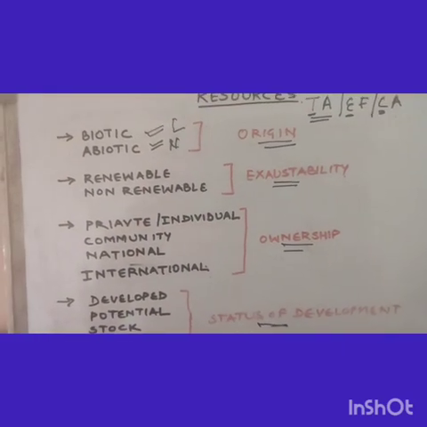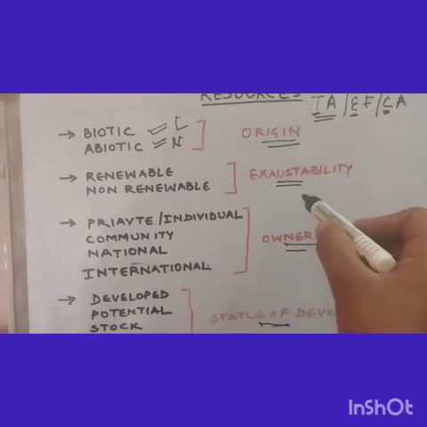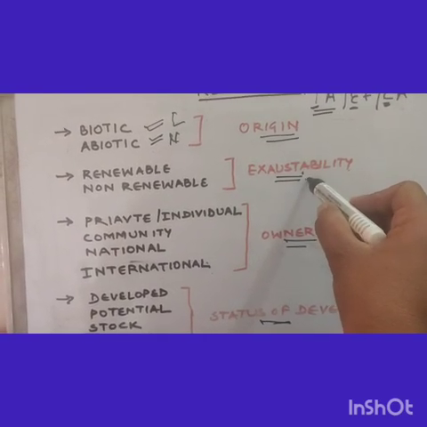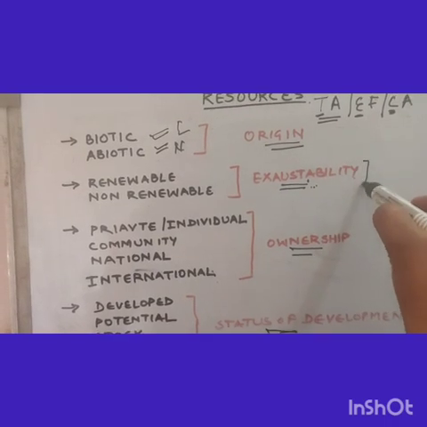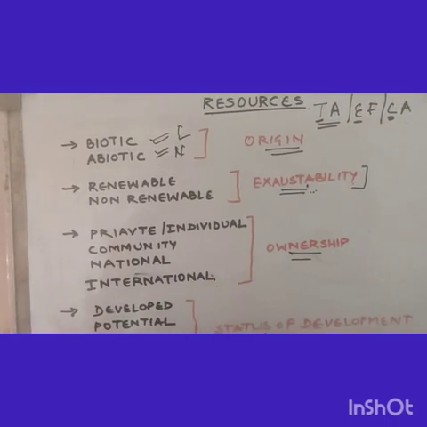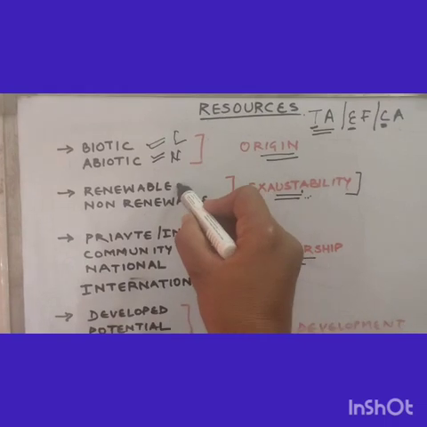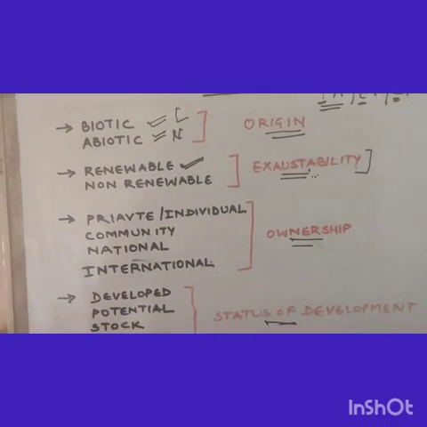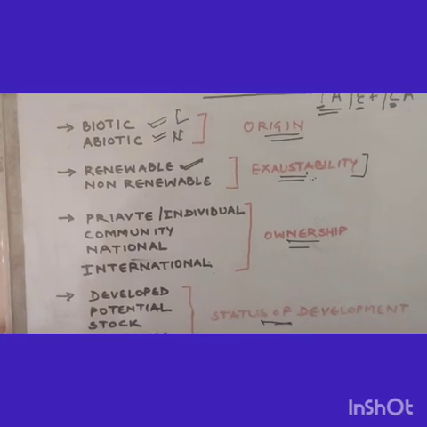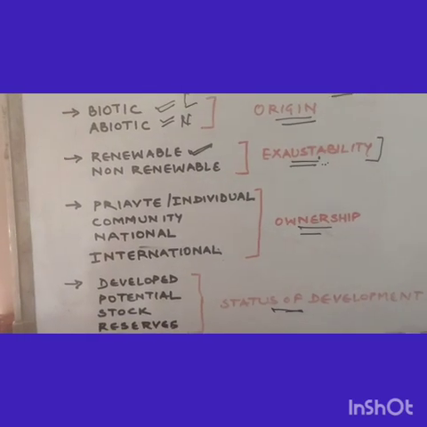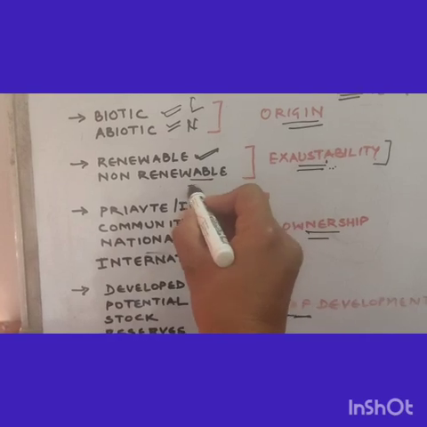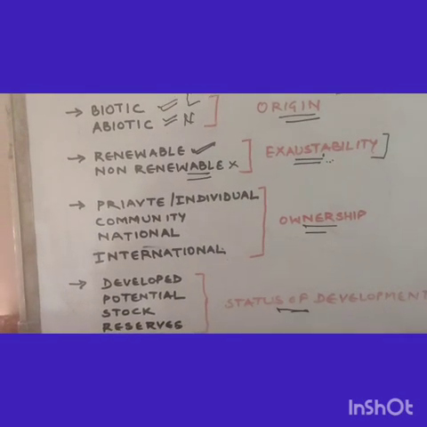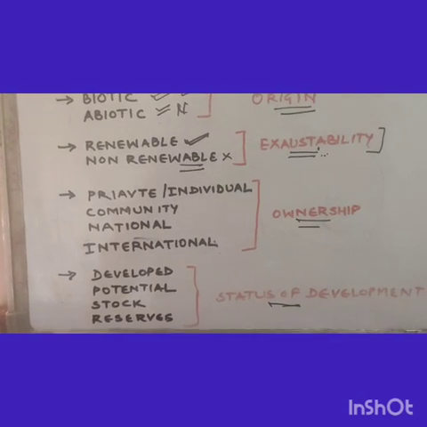Okay. So the second one is on the basis of status of exhaustibility. Exhaust means the resources which can be vanished after use. Now renewable resources are the materials which can be renewed naturally or through mechanical change by humans, and non-renewable resources get vanished after use, like petroleum and coal.